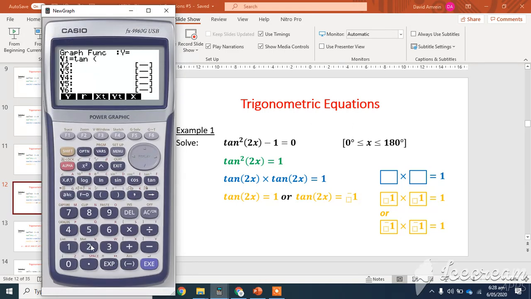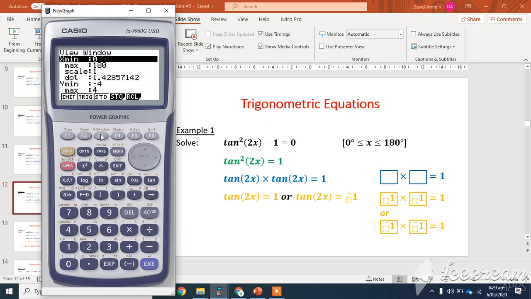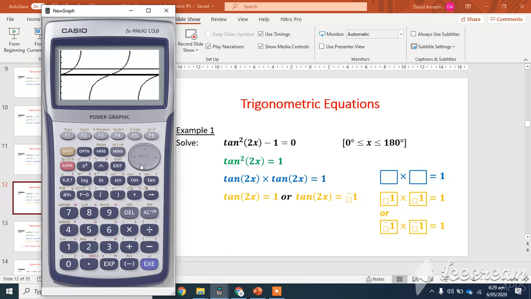So let's go tan of 2x as our graph, and put that for y2 equal to 1 to start with. So tan of 2x is equal to 1. And let's draw the graph. Now I've set my calculator up into degrees. And in my view window on the x-axis I've gone from 0 to 180. And I've just chosen some y values, negative 4 to positive 4. Right, let's go G-solve and find the intersection.